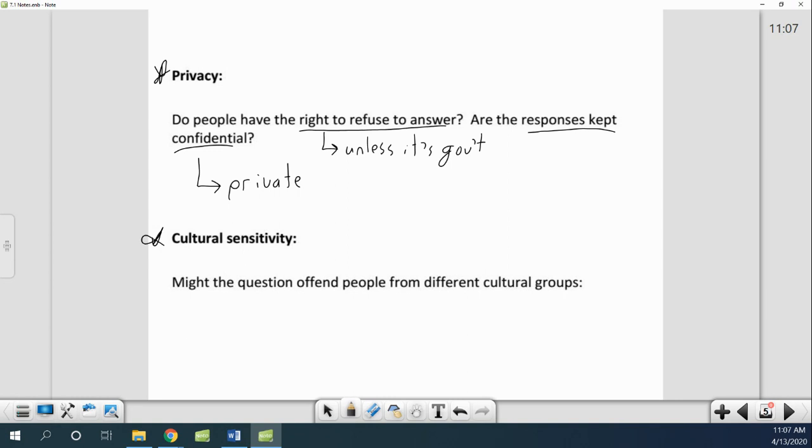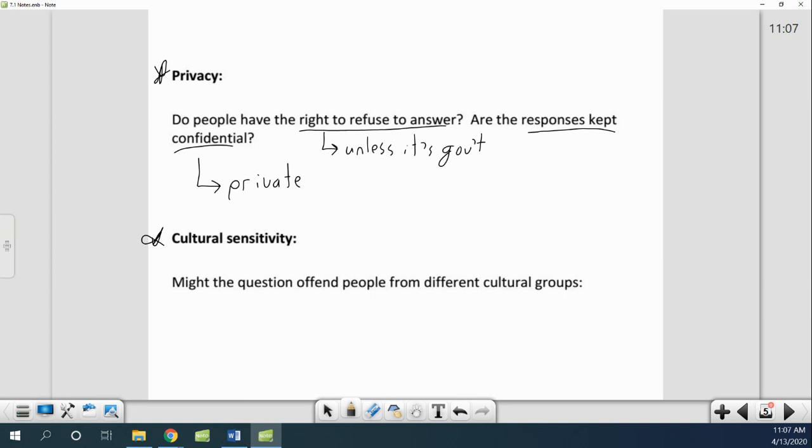Another one here is cultural sensitivities. Might the question offend people from different cultural groups? Now, this is a bit of a tricky one. It takes a little bit of life experience to get used to, but there are all kinds of things from across the world that different cultural groups find offensive that you might not even know about. For example, in France, if you do the peace sign but do it backwards, that's considered a real nasty insult, like giving the middle finger to somebody. There's a bunch of historical reasons why that is, but most people would be like, "Hey, yeah, peace, cool." And then somebody wants to come up and punch them.